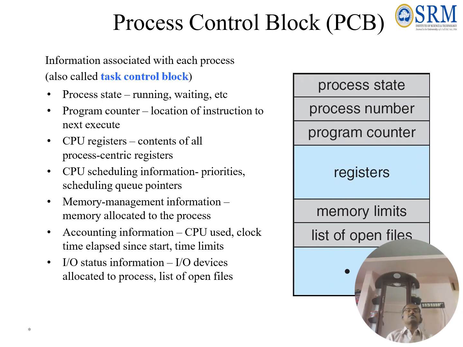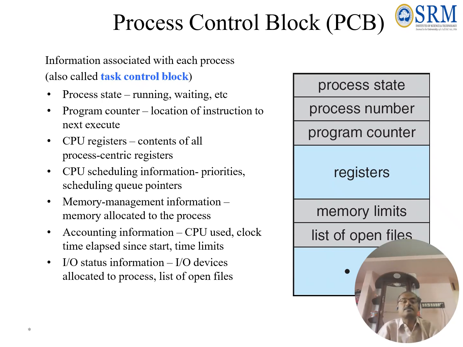Then CPU registers, the contents of all the process-centric registers will be there. Then CPU scheduling information, priorities, scheduling queue pointers, everything will be there. Those types of information will be stored there. Then memory management information, like memory allocated to the process, how much memory is allocated and from where to where.